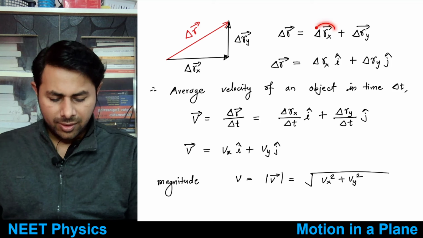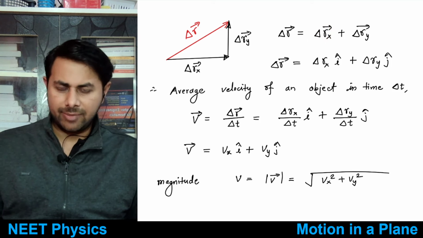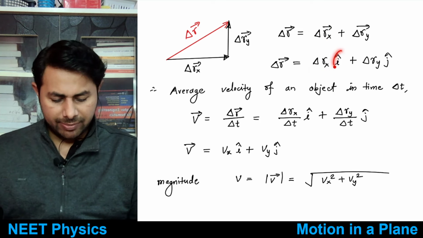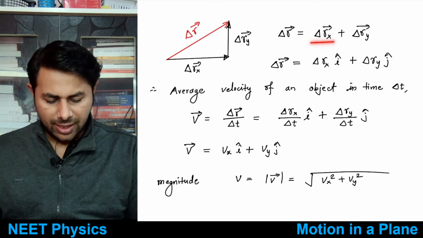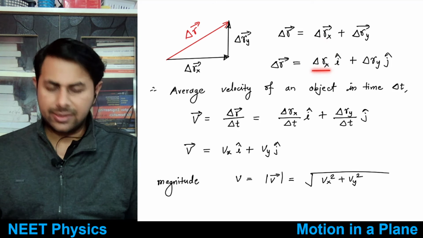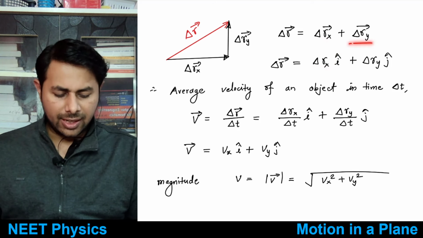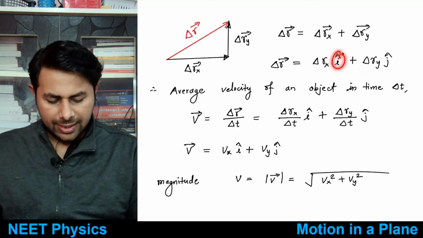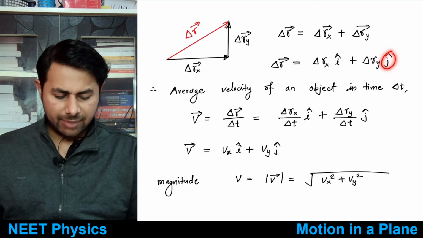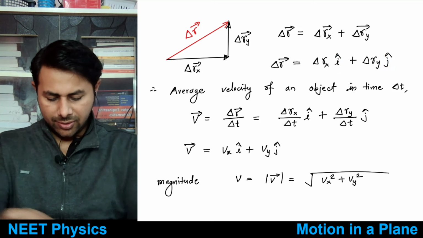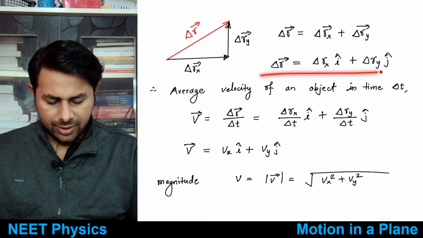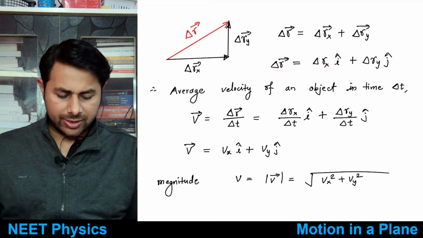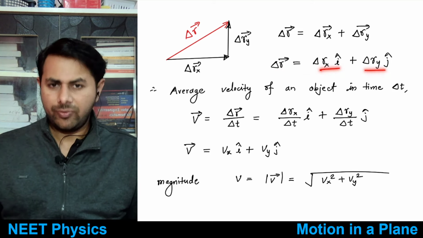Now how can you write this delta rx bar? We know that a vector can be written as its magnitude multiplied by the unit vector in that direction. So delta rx bar can be written as delta rx times i cap, and delta ry bar can be written as delta ry times j cap, right? i cap is the unit vector in the x direction, j cap is the unit vector in the y direction. This is how we can write the displacement vector. We have resolved it along two components, one along the x-axis, one along the y-axis.